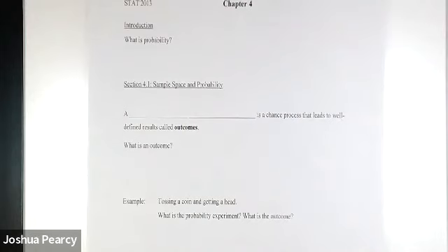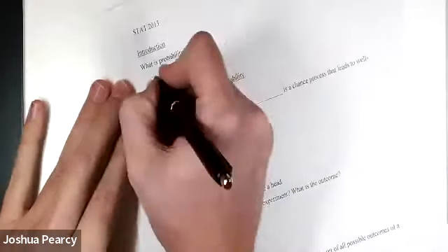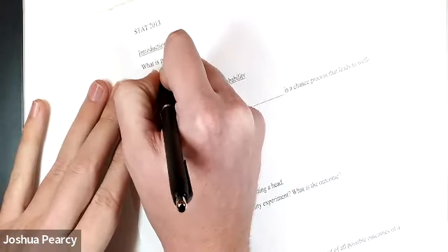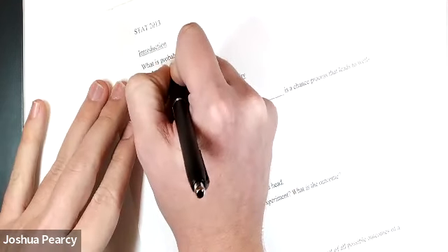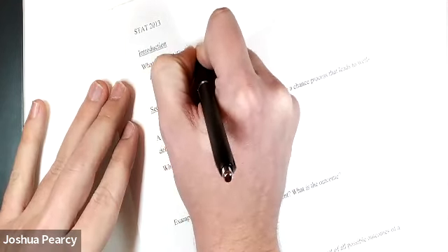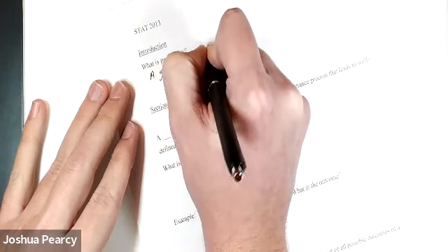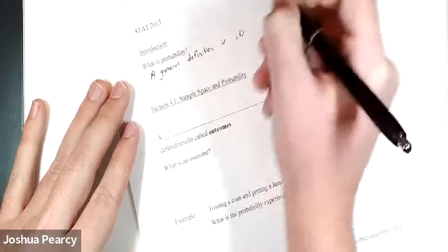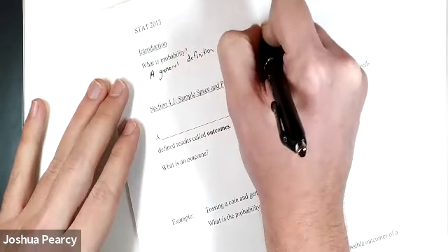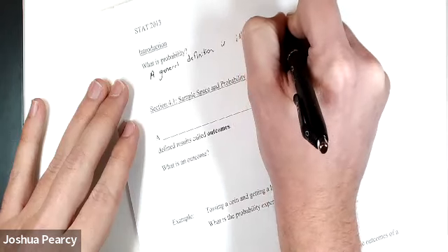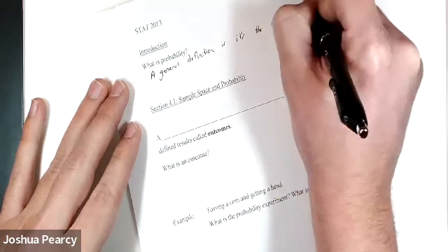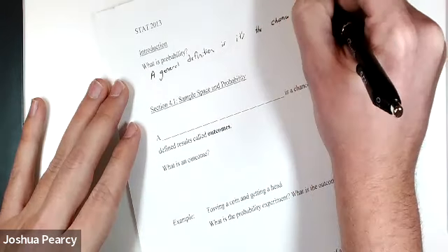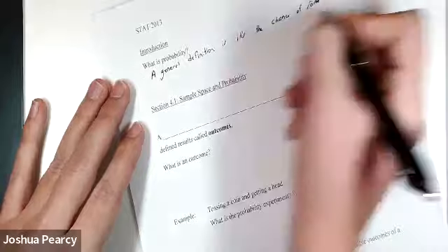Okay, so if chapter 4 is all about probability, then obviously we need to talk about what probability is first. So a general definition: it is the chance of some event occurring.